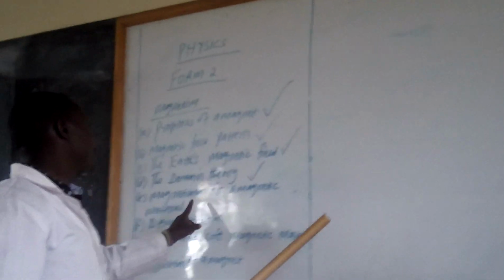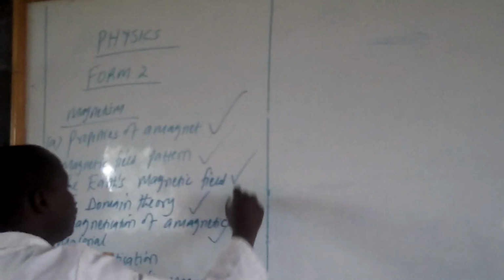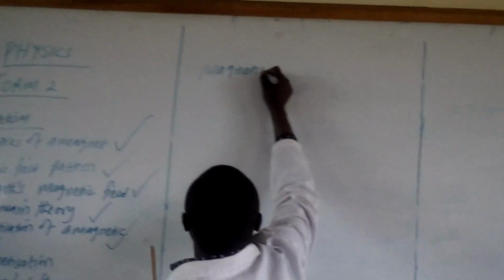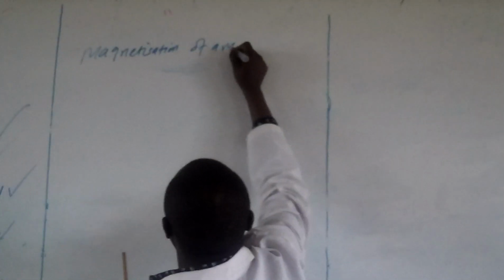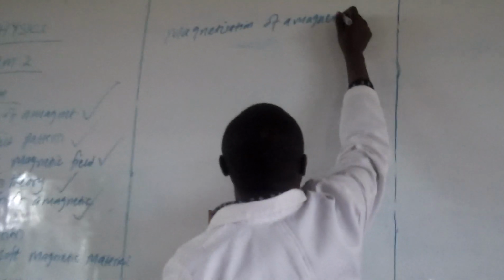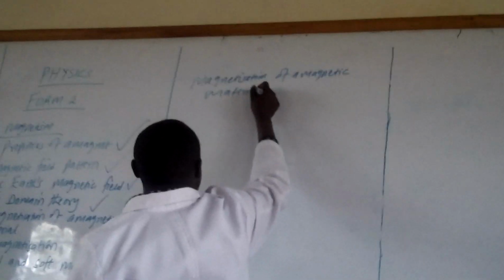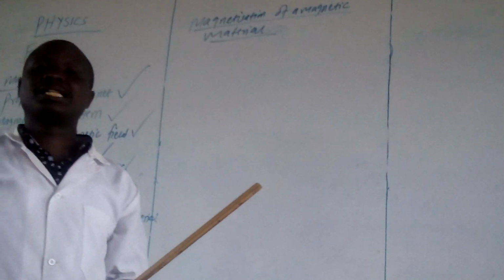So we are now in the fifth one, which is magnetization of a magnetic material. What is magnetization? Magnetization is the process of making a magnet from a magnetic material.